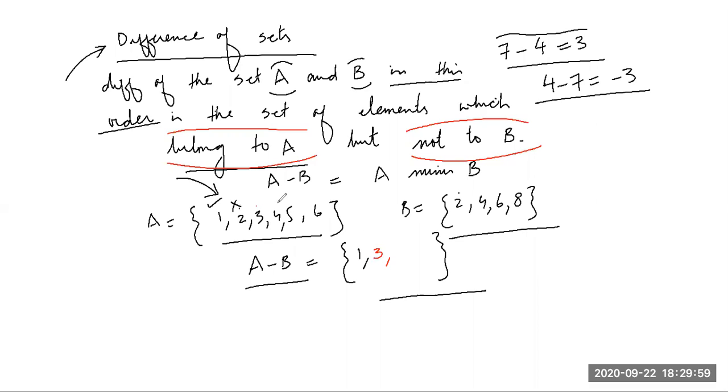What about 4? 4 belongs to A, but 4 also belongs to B. Oh, I will not take it. What about 5? Can I take 5, Arjinder? Can I take 5 or not? 5 belongs to A. 5 doesn't belong to B. Yes, sir. I can take 5. What about 6, Ishma? 6 belongs to A. No, I cannot take 6. All right, so it has only 3 elements.